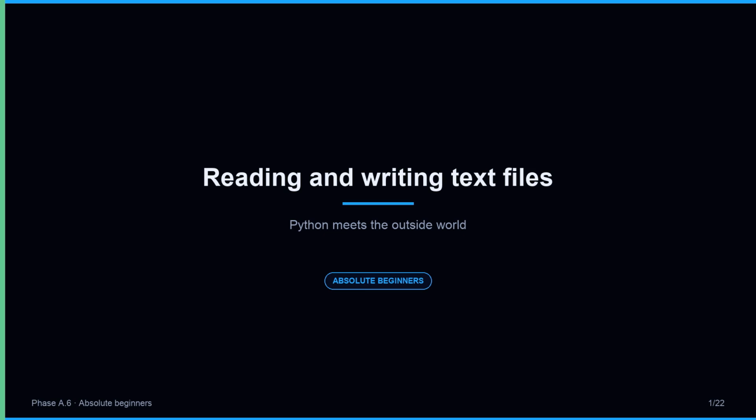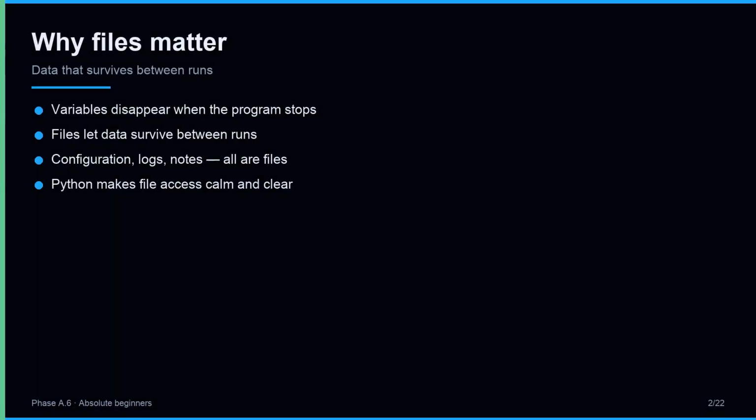We start with plain text files: open, read, write, close. By the end you will read and write your first file with calm confidence. Persistence begins. Until now, every value you created lived in memory. The moment your program stops, that data is gone.